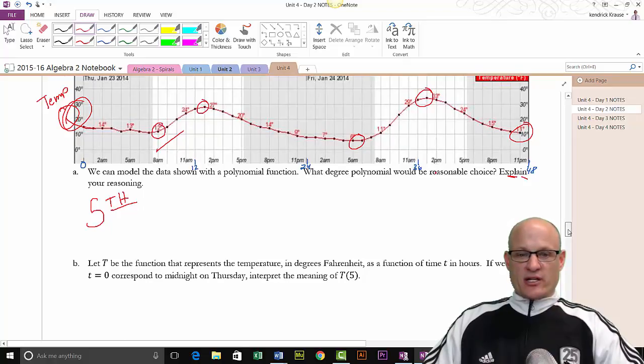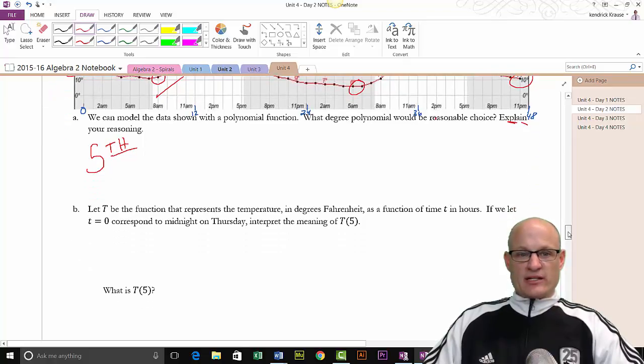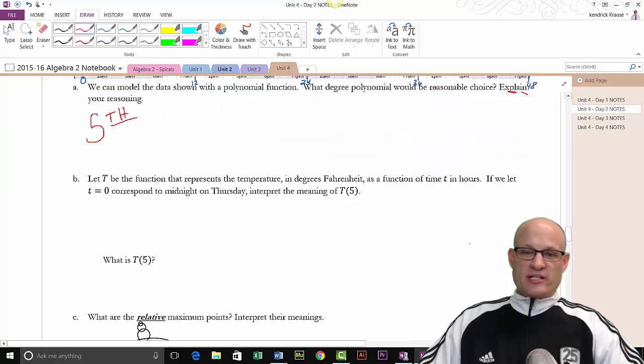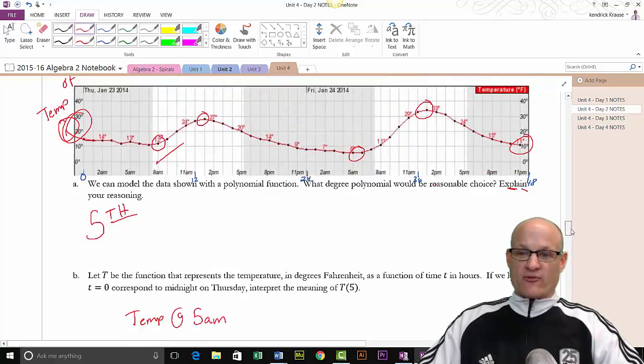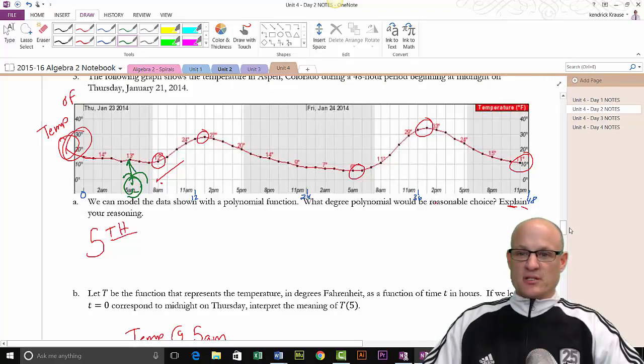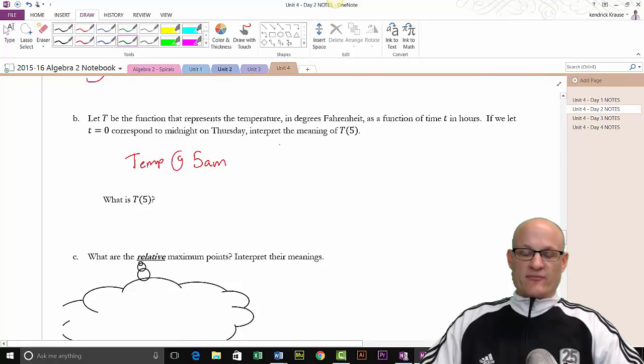Let T represent the function, T in Fahrenheit. If we let t equal 0 correspond to midnight on Thursday, interpret the meaning of T(5). Well, T(5) is the temperature at 5 a.m. So in this case, we're going to look for 5 a.m. Probably pick a different color, go green. There's 5 a.m., and my temperature will be 13 degrees. So the temperature at 5 a.m. would be 13 degrees.